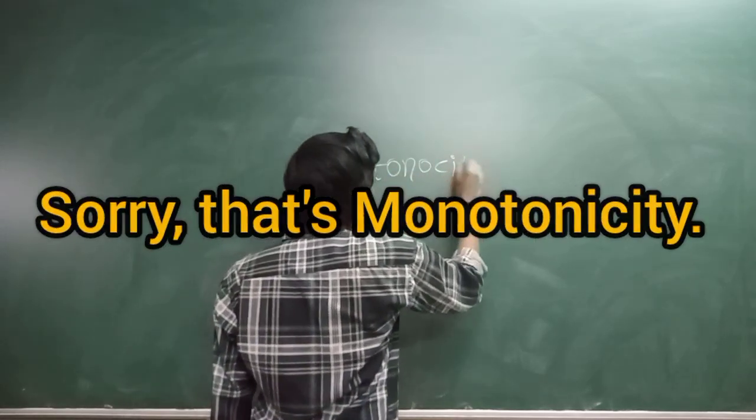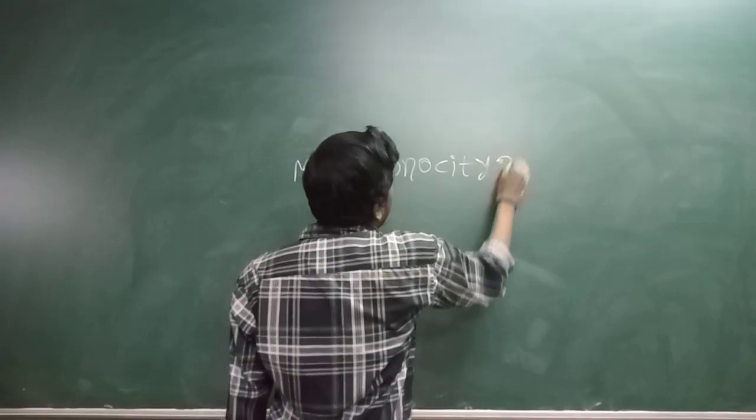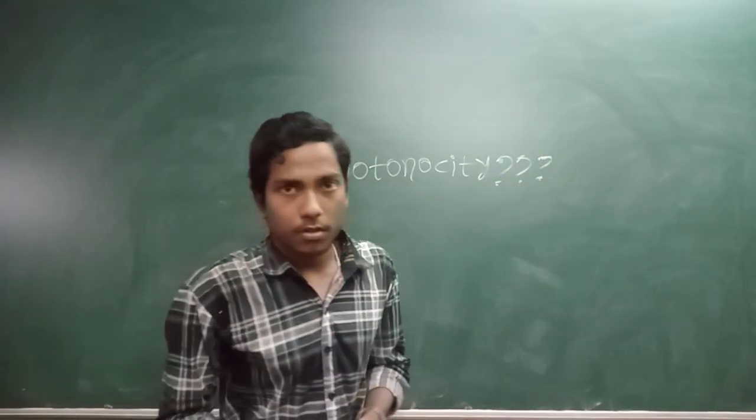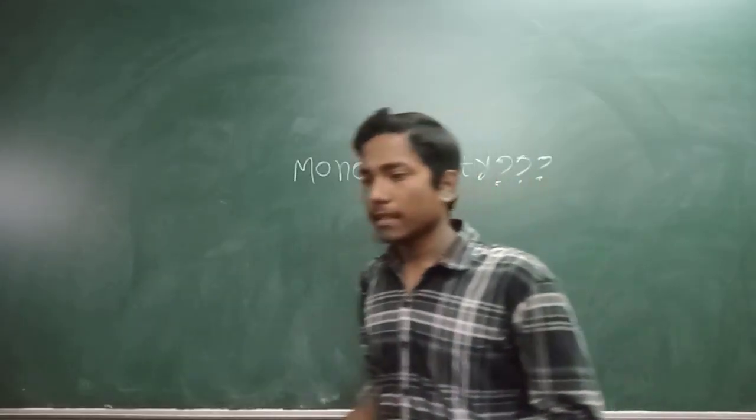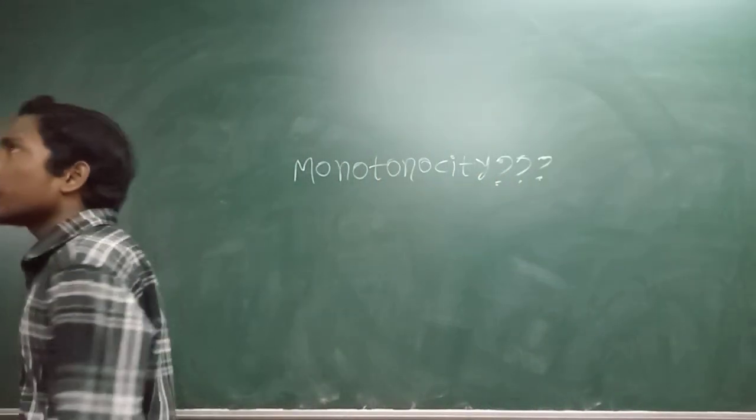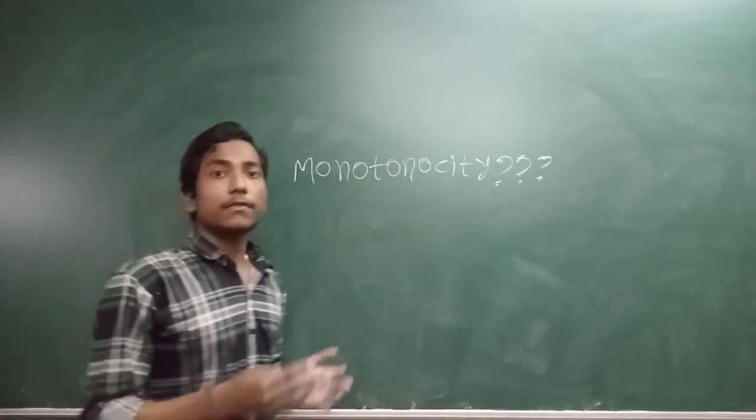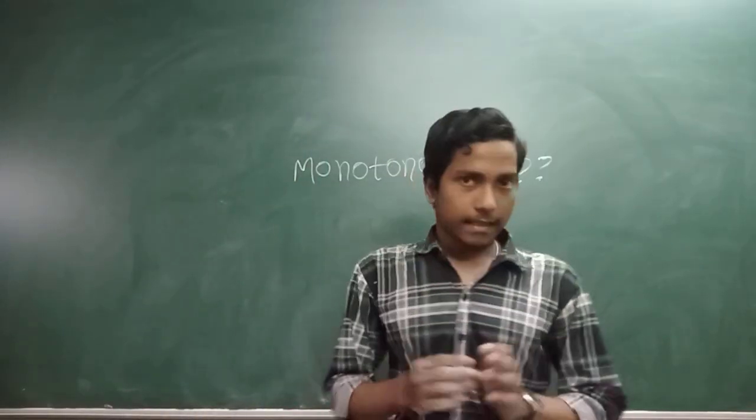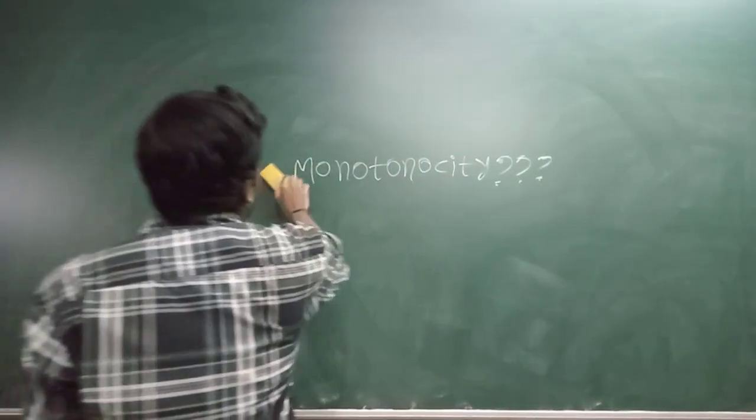What is monotonicity? Monotonicity is basically the property of a function which states whether the function is increasing or decreasing in a given interval. Okay, let's take an example to understand this.